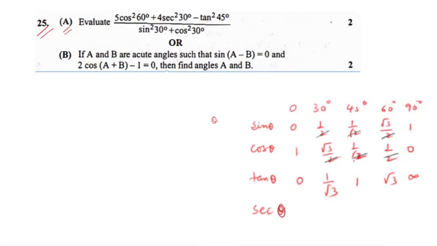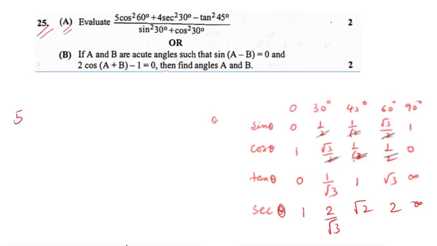Sec theta is the reciprocal of cos theta. So if you take the reciprocal of 1, it is 1. Root 3 by 2 becomes 2 by root 3. 1 by root 2 becomes root 2. 1 by 2 becomes 2, and 1 by 0 is infinity. Now put all these values of these angles.